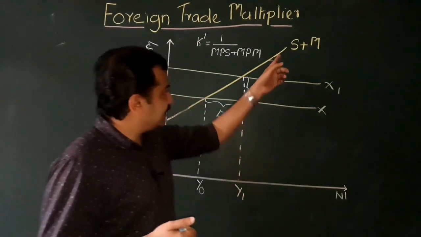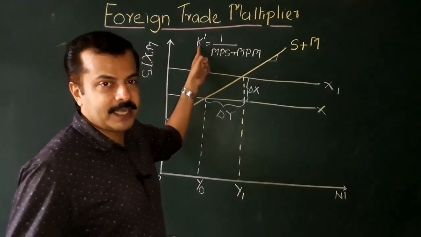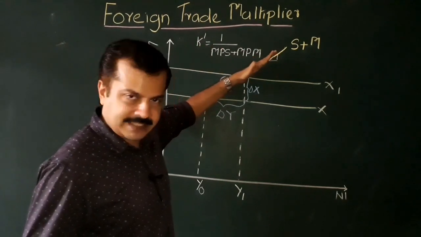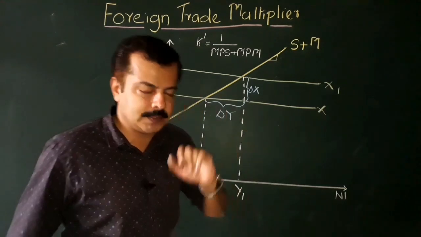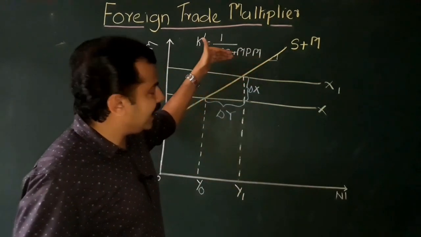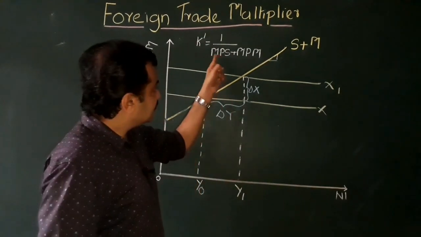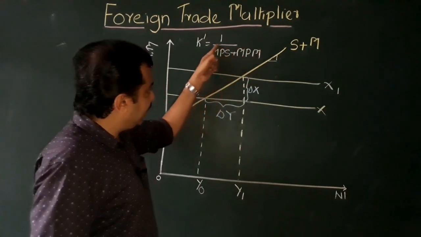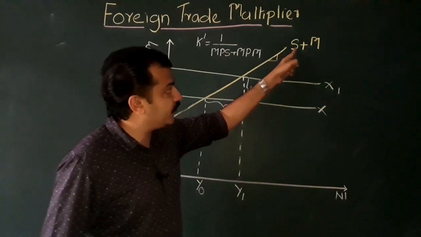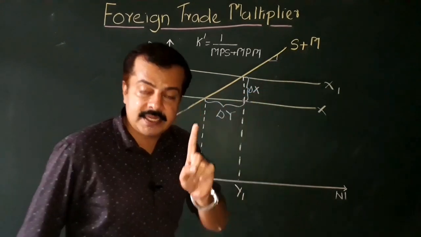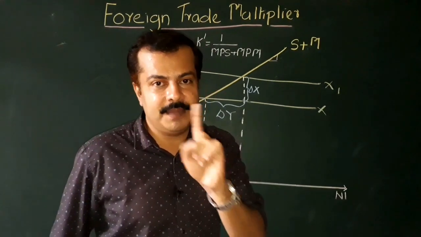Smaller the leakages, the slope of this curve also will be smaller and the value of multiplier will be higher. So flatter this curve, that means smaller is the slope. Flatter means smaller is the slope. Smaller is the slope, the value of multiplier will be higher. So let me put it like this. See? Smaller the value of MPS and MPM, smaller will be the slope of this S plus M curve, and higher will be the value of foreign trade multiplier.